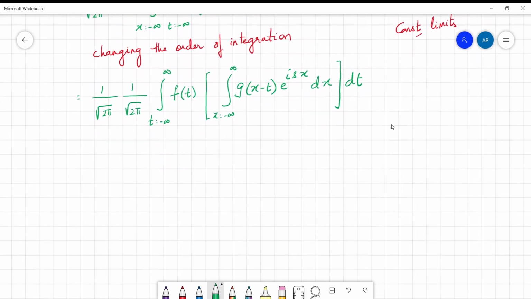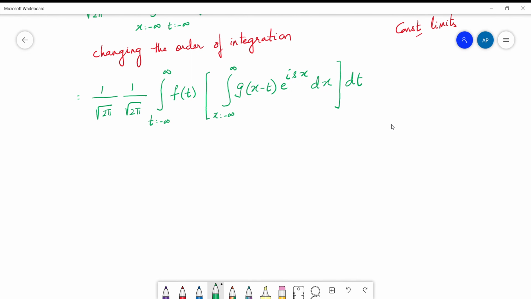Now we shall perform a substitution to make it simpler. So I shall take this argument. What is the argument given? x minus t. So I shall take u to be equal to x minus t. So what does that mean from here? This means x is equal to what? So x is equal to, from here, u plus t.